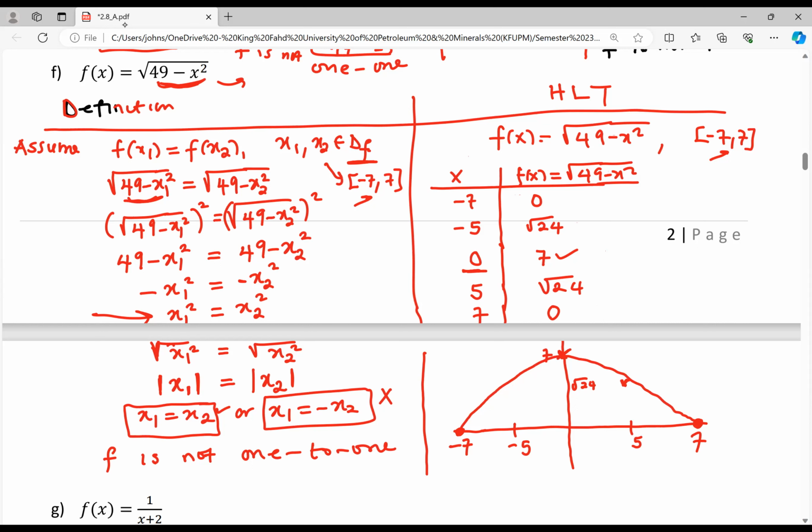So this point, let's readjust it. The point has to be on the curve. So this is the rough sketch of the function f of x equals root of 49 minus x squared.